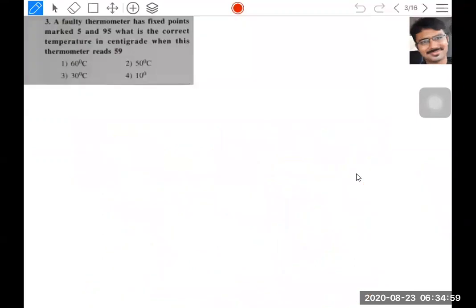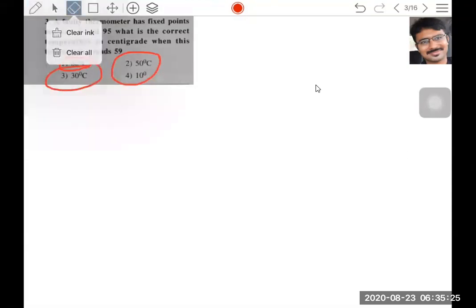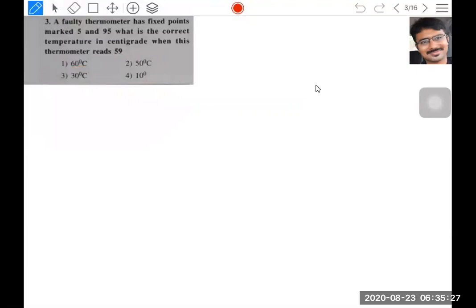Now observe the third problem. In the third problem, a faulty thermometer has fixed point markings. The other one is a centigrade thermometer. You have to observe carefully here. What is given here? Centigrade. Centigrades are given in the options. So in the options, what do we have? The centigrade scale. So the centigrade scale is there in the options, and they told us it is a faulty thermometer.